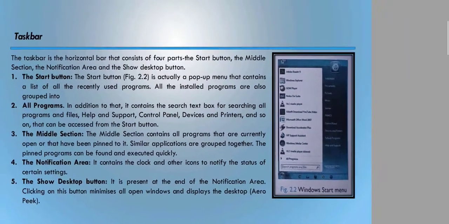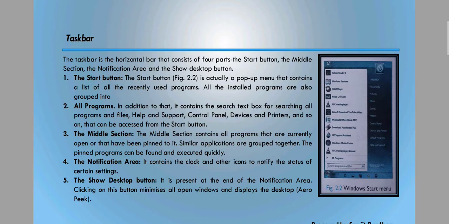Okay, the first is the start button. The start button is actually a pop-up menu that contains the list of all recently used programs. All the installed programs are also grouped in it. That means when we want to open some program, we first go to the start button, then click all programs. We all know that the start button plays a huge role in our computer. Next is all programs. When we click the start button, next we go to all programs to find some application, some program, etc.